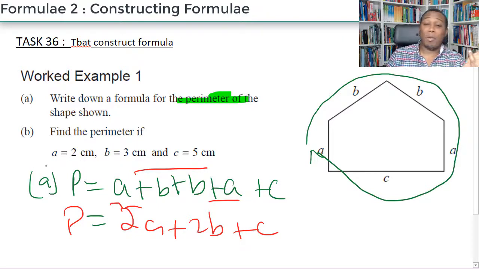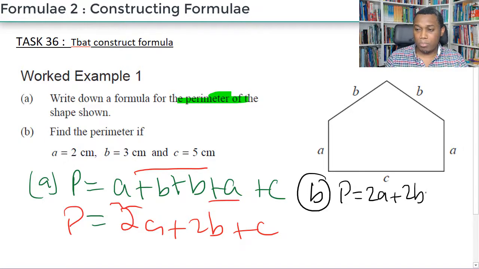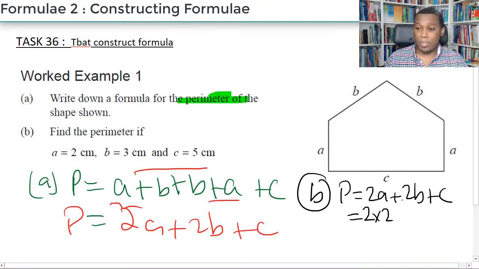Now, we are asked now in part B to find the perimeter given specific values for A, B, and C. That is where substitution comes in. So for part B now, it is too early in the morning. That's what's happening for me. Part B is going to be 2A. P, I can write it again. P is equal to 2A plus 2B plus C, which in our case is 2 multiplied by 2, A is equal to 2, plus 2 multiplied by 3, B is equal to 3, plus 5.